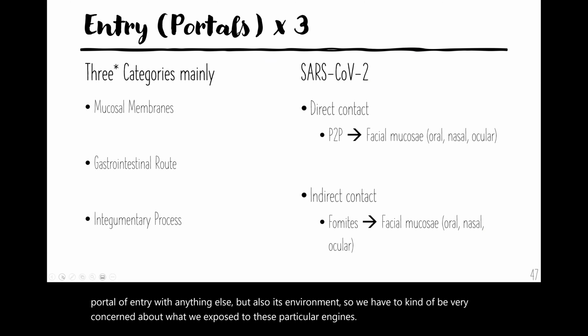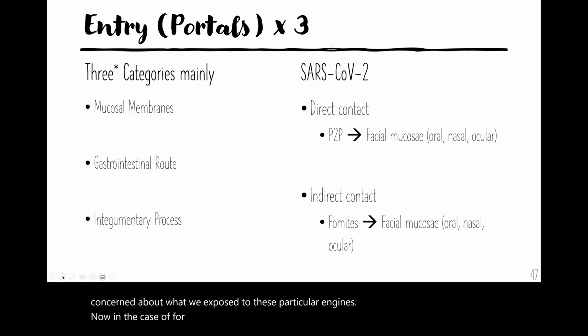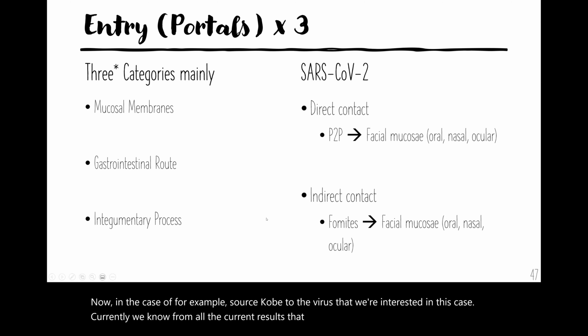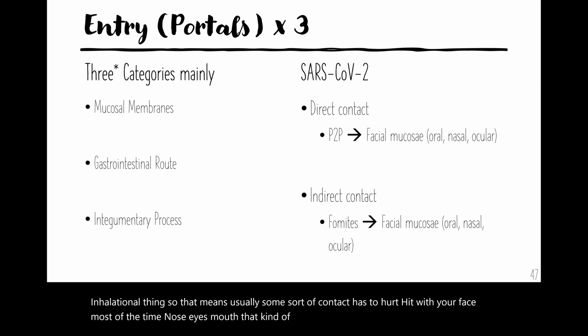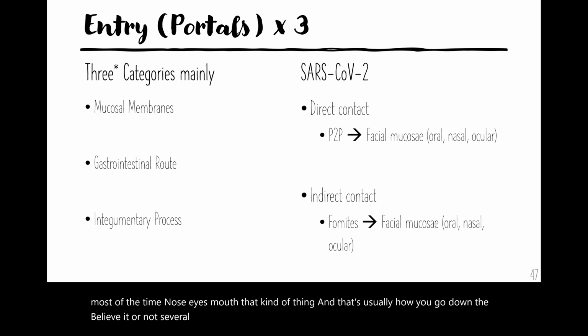Now, in the case of, for example, SARS-CoV-2, the virus that we're interested in this case, currently, from all the current results that are out there, we know this is really an inhalational thing. So that means usually some sort of contact has to hit your face most of the time, nose, eyes, mouth, that kind of thing, and that's usually how you go down. But believe it or not, several other things have been proposed.